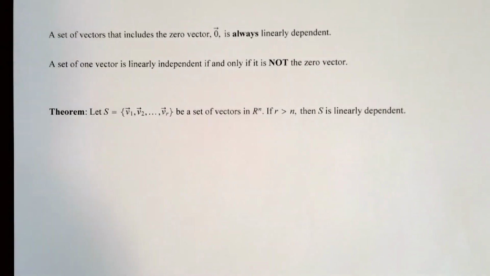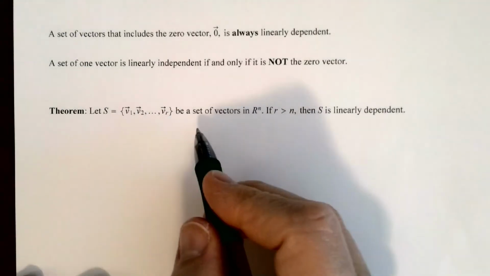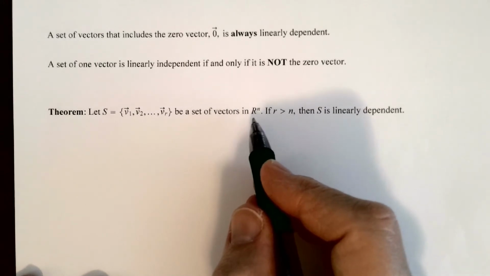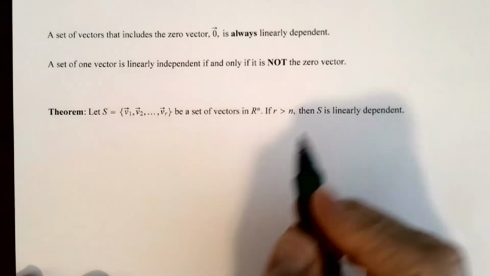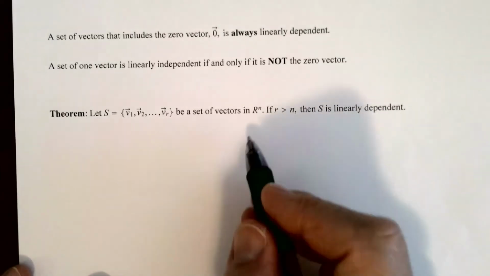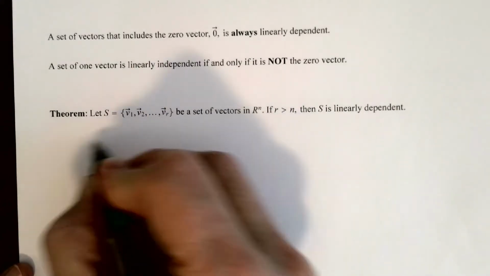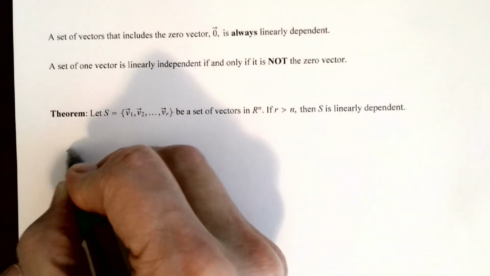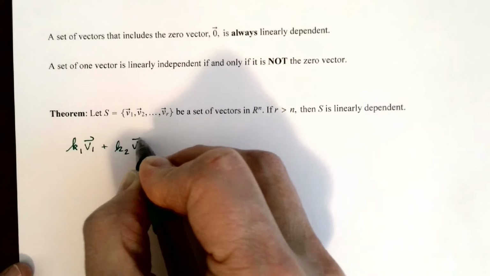Now, here's a nice little theorem that we'll enhance upon later. We have here a set of vectors, R vectors, and they are in n-space. Now, if R is greater than n, then this set S is linearly dependent. All right. Let's see how we can prove this. So what are the values of R and n? What significance do they have? Well, if I'm going to set this up to determine linear independence, I take a linear combination of these vectors. I've done this umpteen times now.